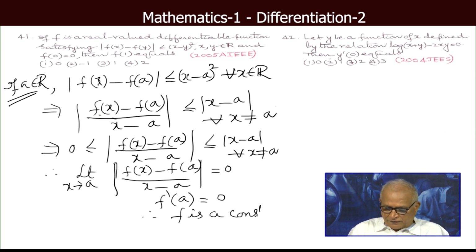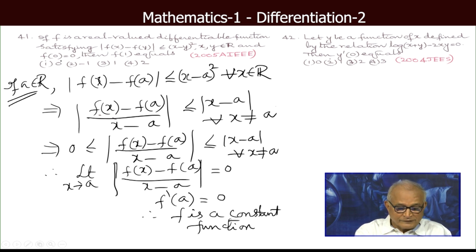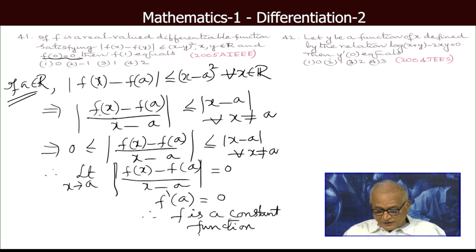F is a constant function, and f(0) is given to be 0. So what is f(1)? F takes only one value. When f(0) equals 0, f being a constant function, the range of f consists of only one element, that is 0, one number only. So f(1) also must be equal to 0, which is the first option.